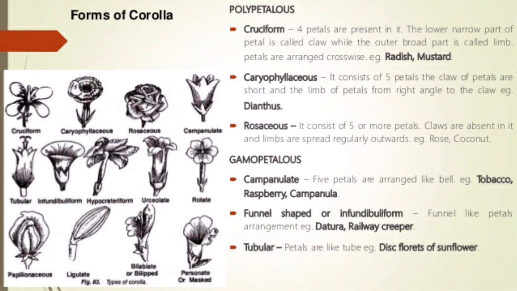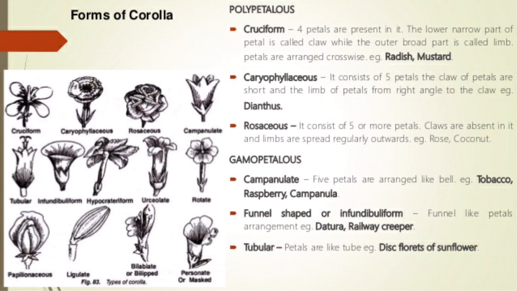Caryophyllaceous. It contains 5 petals. The claws of petals are short and the limb of petals forms a right angle to the claw. Example is dianthus. Rosaceous. It consists of 5 or more petals. Claws are absent in it and limbs are spread regularly outwards. Example, rose, coconut.